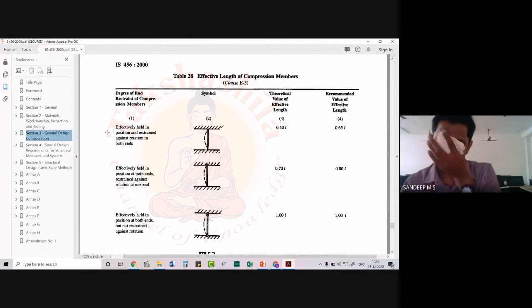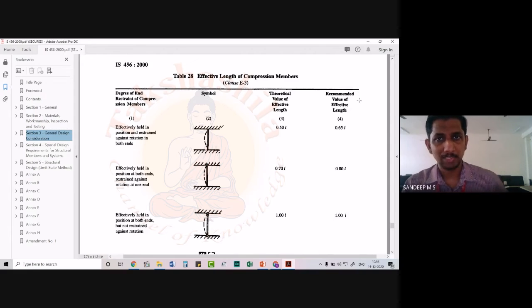Again, effectively held in position and restrained against rotation at both ends. That means it cannot move on both ends, they are effectively held in position, and there cannot be any rotation. That means both the ends are fixed. In that case, what is the value of lambda? That is 0.5. So basically our effective length will be 0.5 times the total length, the total length between the supports. That will be the theoretical value for a column which has both ends fixed.